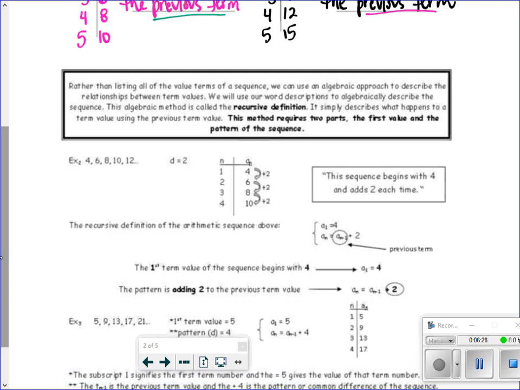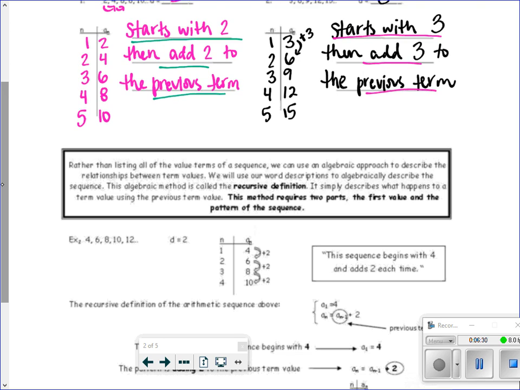How we write the recursive rule is how we set it up in the words. We're always going to have to write the first term is whatever that first number is. Notice I have an A with a subscript of 1, because that's the first term. So we always write out what the first term is. Then we have a comma, or you can put a semicolon.